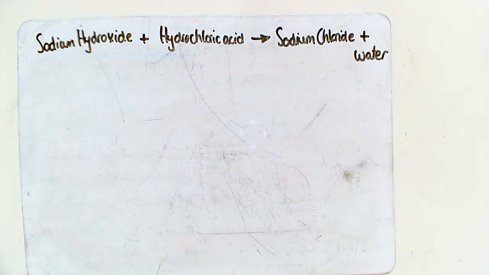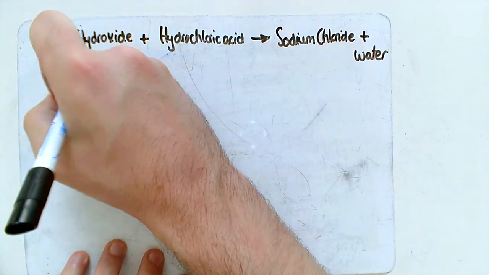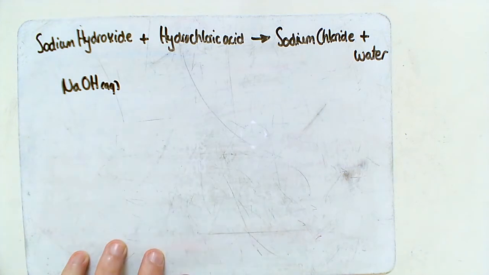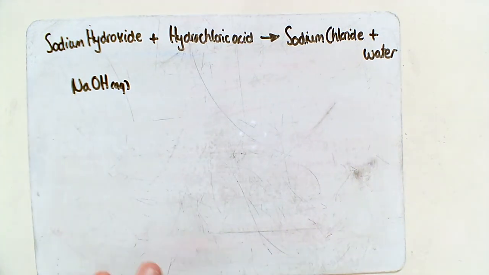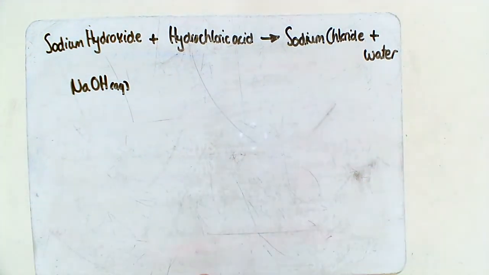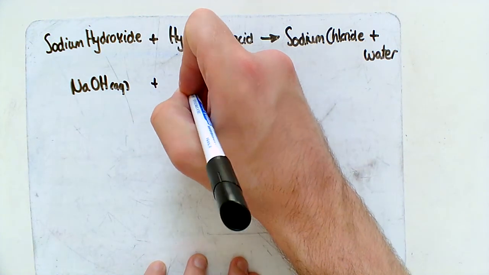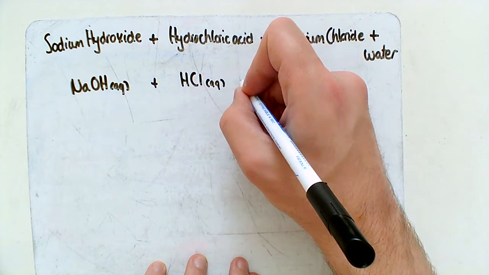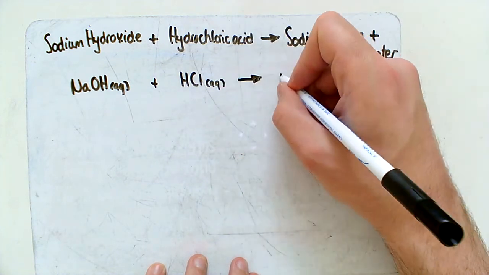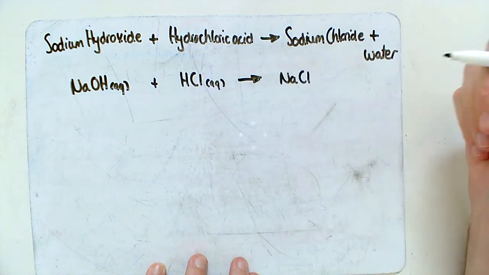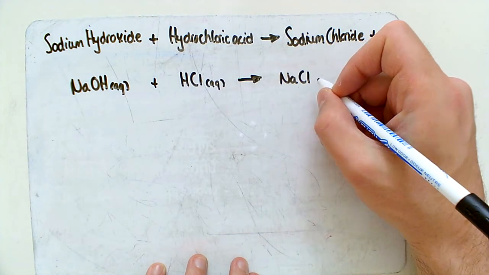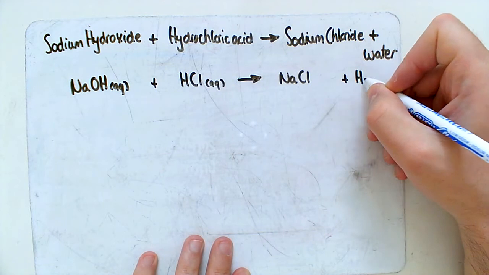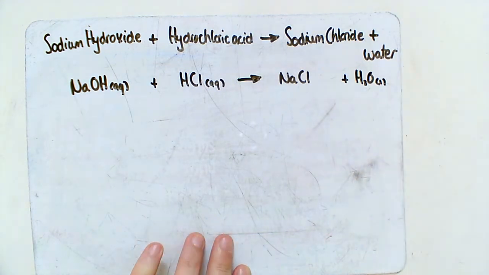Now we write out the formula. Sodium hydroxide, NaOH. And that's going to be dissolved, so we need the AQ written in. Hydrochloric acid. And that's going to form NaCl. Again, use valency to work that out. And we'll leave that without a state symbol. And water, H2O, liquid.